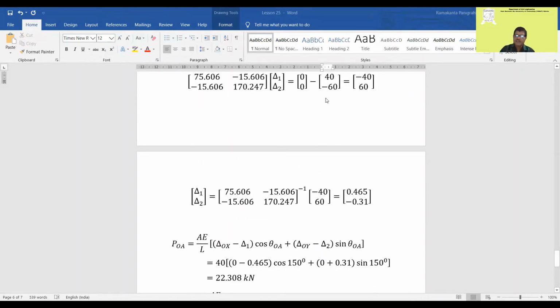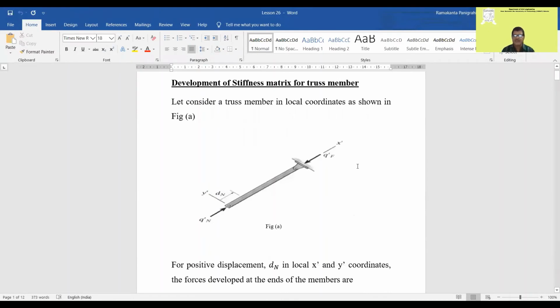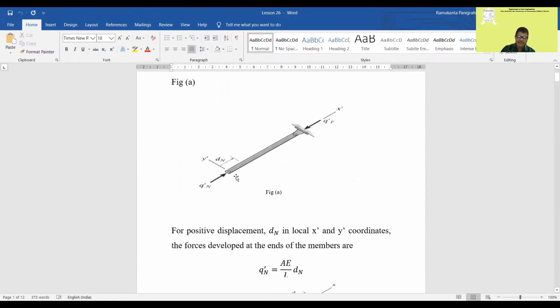Now let us go for the generalized calculation of the stiffness of the truss. We'll now see how to develop the stiffness matrix for a truss member. Let's consider a truss member in local coordinates. Take this as x dash, this as y dash, n is the near end, f is the far end.